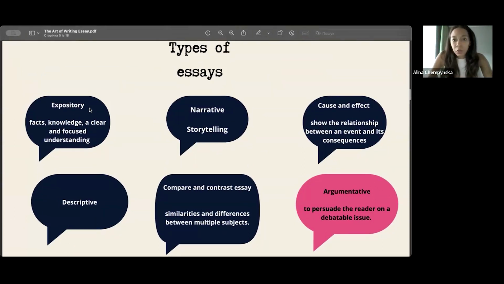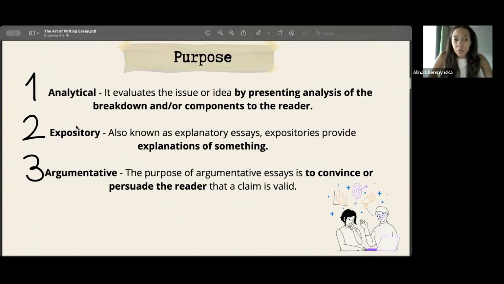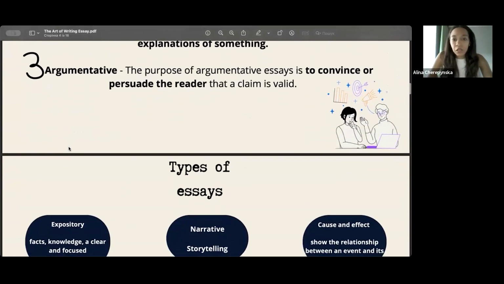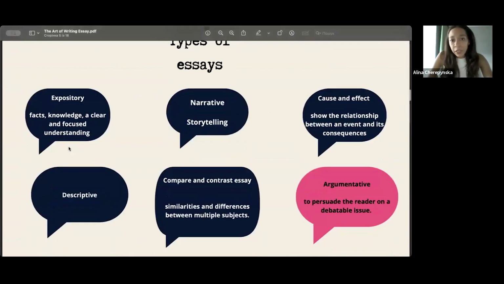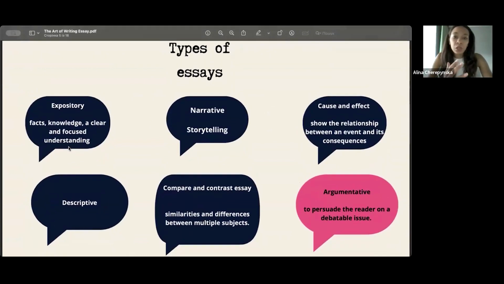Expository is actually close to the purpose number 2, expository. Here you need to explain the information by usage, facts, numbers, data, statistics. Here you also need to include clear and focused understanding of the issue, element, event, situation.